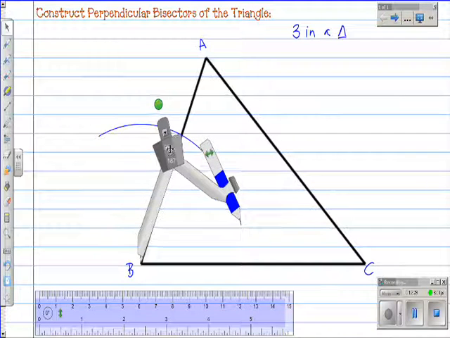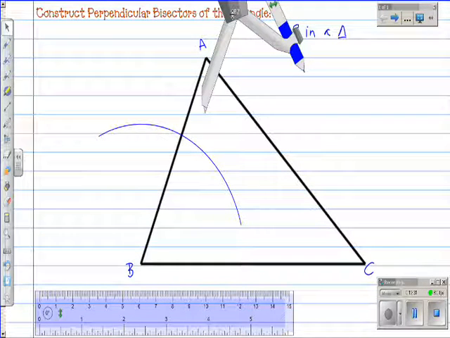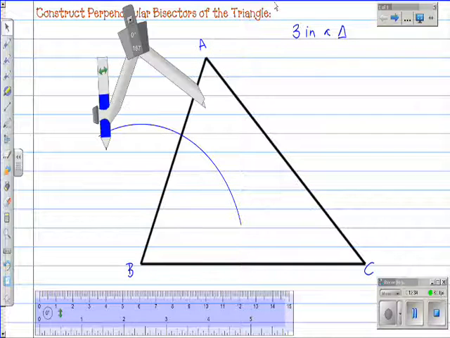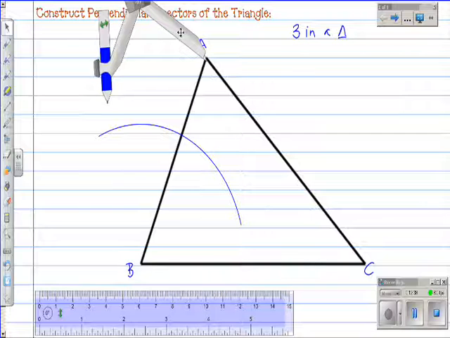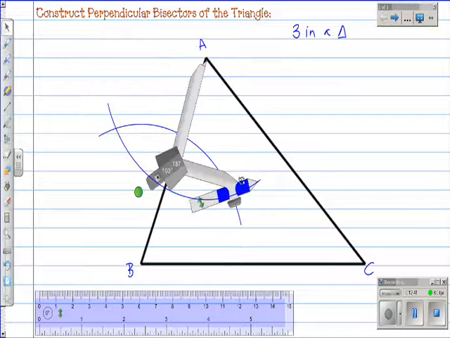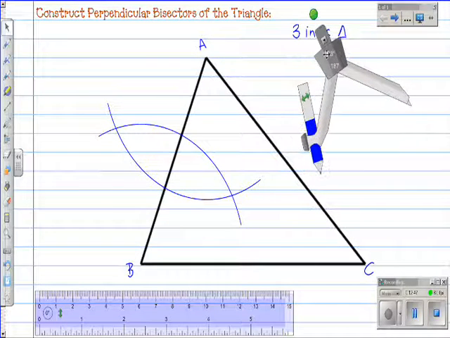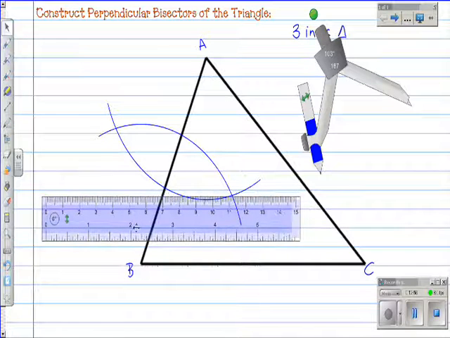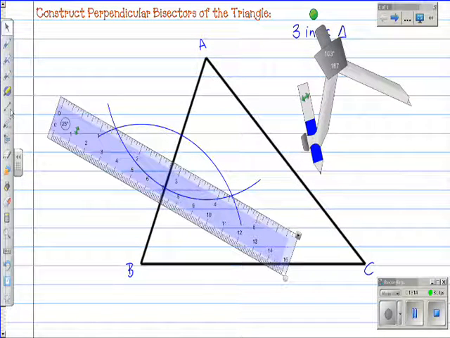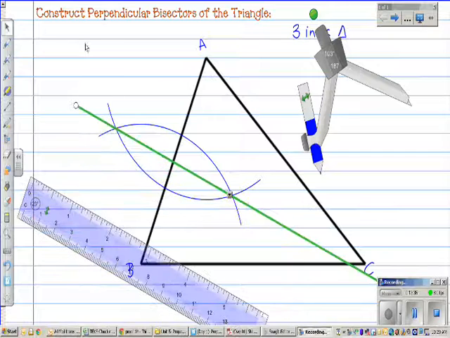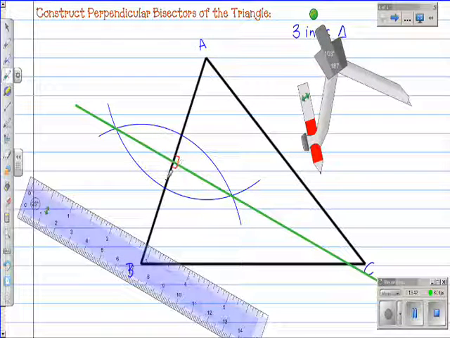From here, leave your compass open to the exact same amount. Put the metal part on the opposite endpoint and draw another arc mark. Don't change the width of your compass. From there, just bring your straight edge up and connect the 2 intersection points. Then you're just going to draw a line and extend this line all the way through your triangle. So if this is a perpendicular bisector, then you know that it's perpendicular, and if we called this M, MB is congruent to AM.